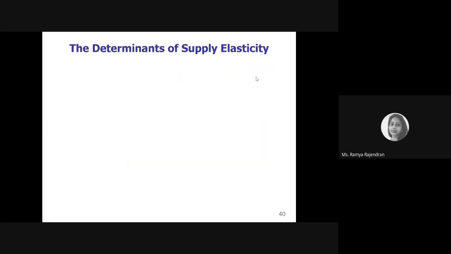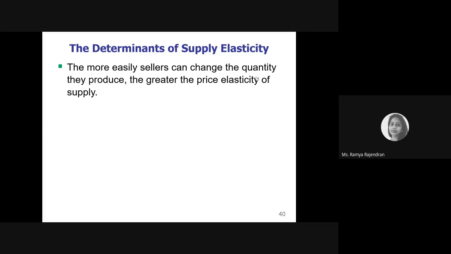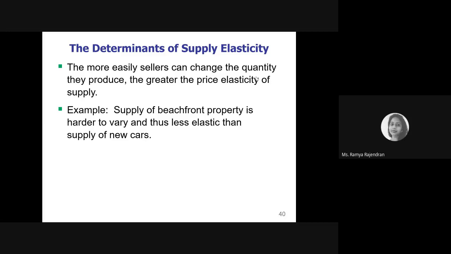Okay, what are the things that determine this supply elasticity? If more sellers can change the quantity they produce, the greater the price elasticity of supply. For example, if you have a property on the beach, what happens? The supply of beachfront property is harder to vary, which is less elastic than the supply of new cars.